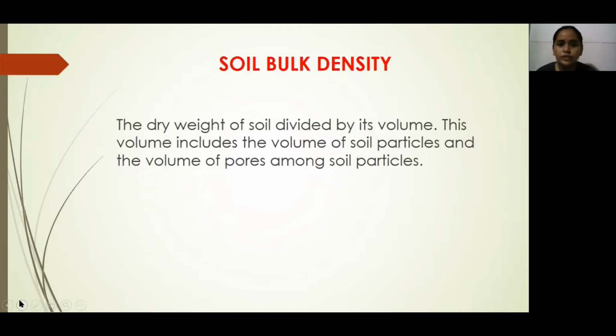Soil bulk density is the dry weight of soil divided by its volume. This volume includes the volume of soil particles and the volume of pores among soil particles. Bulk density reflects the soil's ability to function for structural support, water and solute movement, and soil aeration.